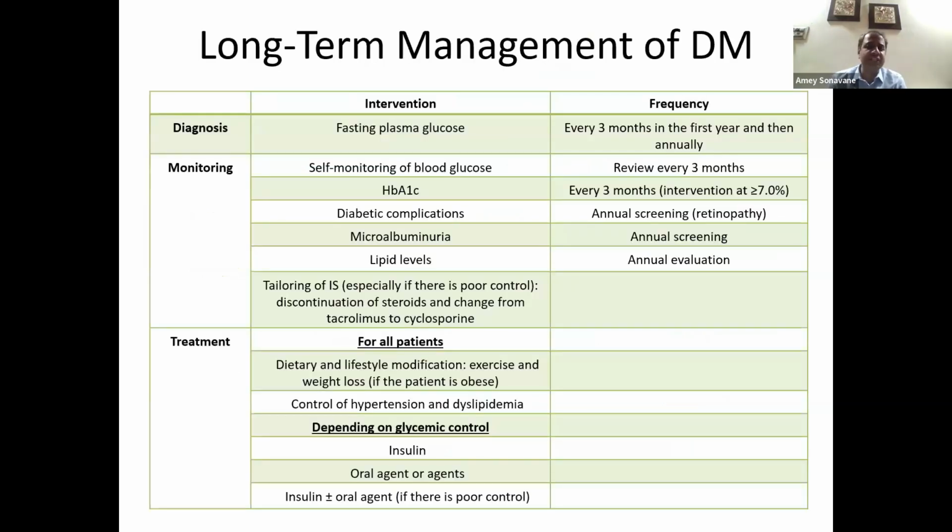So how do we really manage these patients who develop post-transplant diabetes? How do we diagnose them, first of all? If any patient presents to you in your OPD post-liver transplantation, in terms of how we evaluate them, we tell them to do a fasting plasma glucose every 3 months for the first year and then annually. We also tell them to do an HbA1c level, that is the glycosylated hemoglobin level, every 3 months.